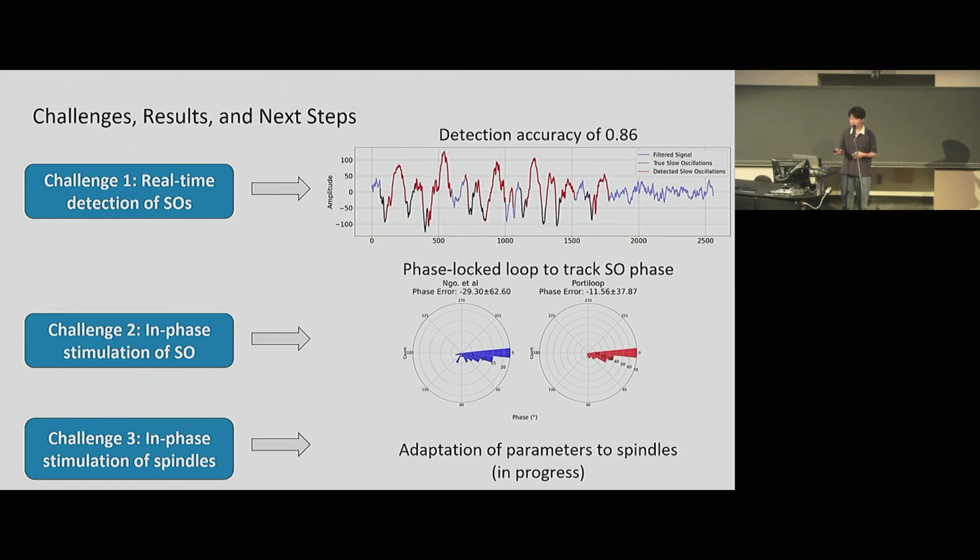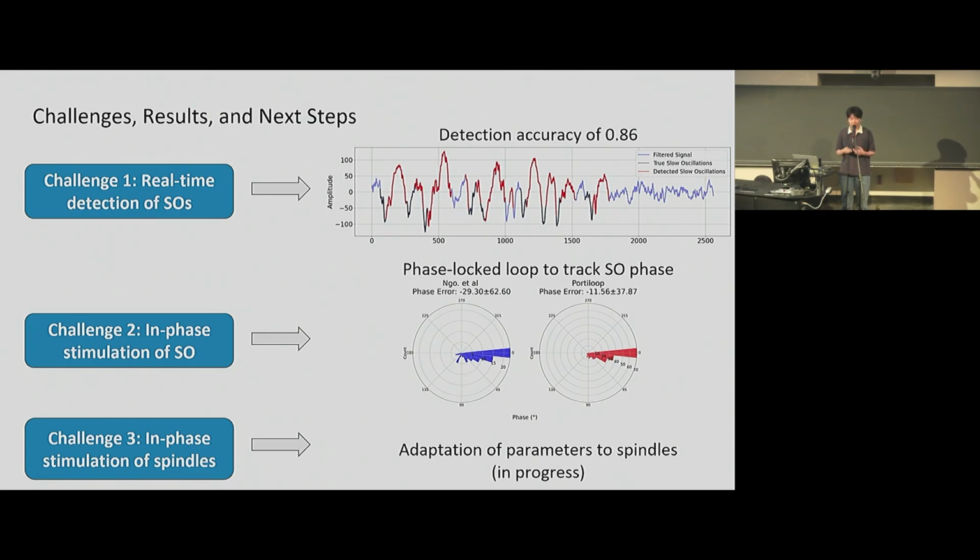So here we choose a more adaptive method, which is to use a phase-lock loop. A phase-lock loop, in essence, is a feedback loop system which involves an artificial oscillator. By comparing the input signal and the output of this oscillator, we continuously update the oscillator such that we can track the wave of whatever we are interested in. Here we're trying to track slow oscillation, and we're able to achieve a much lower phase error.